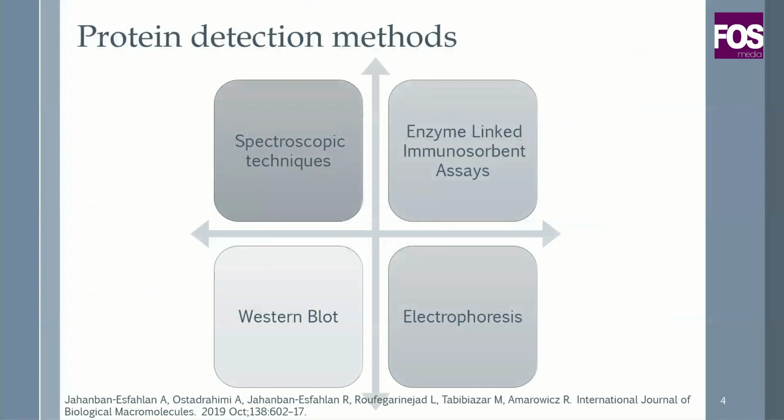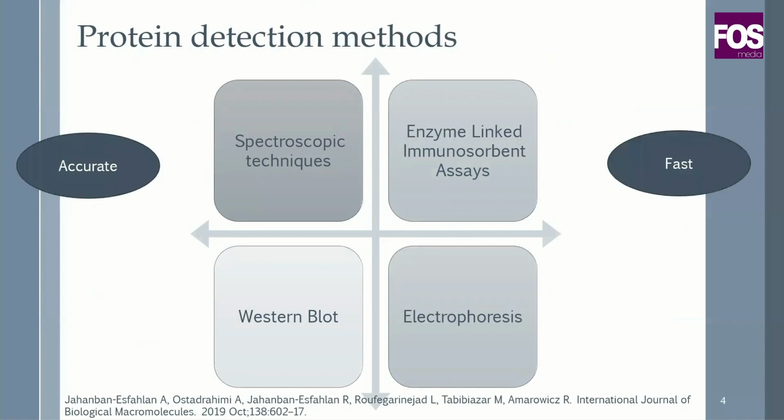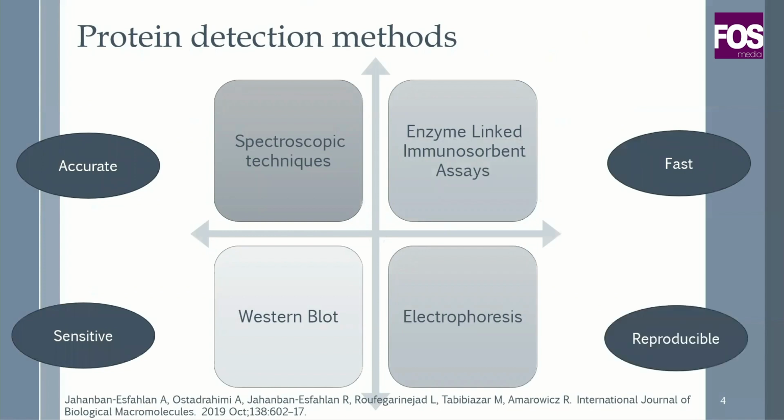Let's now take a look at the different protein detection methods. The method of protein detection should be accurate, fast, sensitive, and reproducible. Currently, spectroscopic techniques, enzyme-linked immunosorbent assays, Western blot, and electrophoresis methods are used for the detection of proteins. All these approaches have reasonable selectivity and sensitivity, but still there are some disadvantages such as complexity of the procedure, poor reproducibility, and being time-consuming.